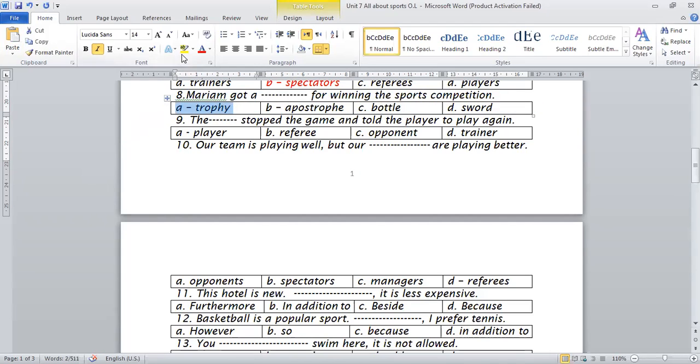Number 9, trainer. The referee stopped the game and told the player to play again. Yes. Yes, Mariam Muhammad. Who can stop the game and tell the player? The referee. The referee, yes, very good.